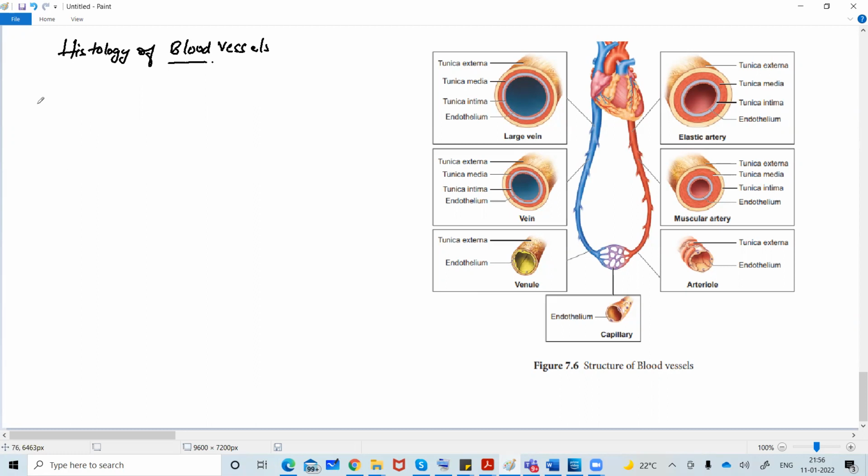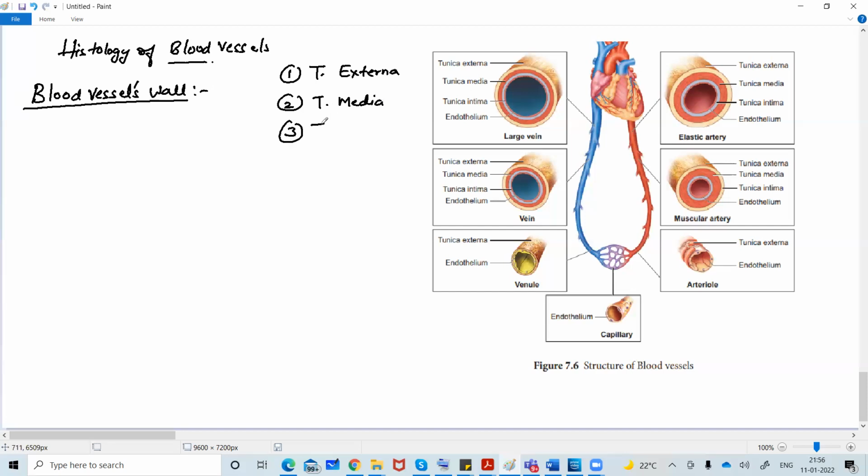So let's begin with the blood vessels wall. So we have seen there are three types of layer. First layer is Tunica Externa. Second is Tunica Media, that is the middle layer. And the third is Tunica Interna, or you can say Intima, same thing. So Intima is the inner layer, Media is the middle layer, Externa is the outer layer.